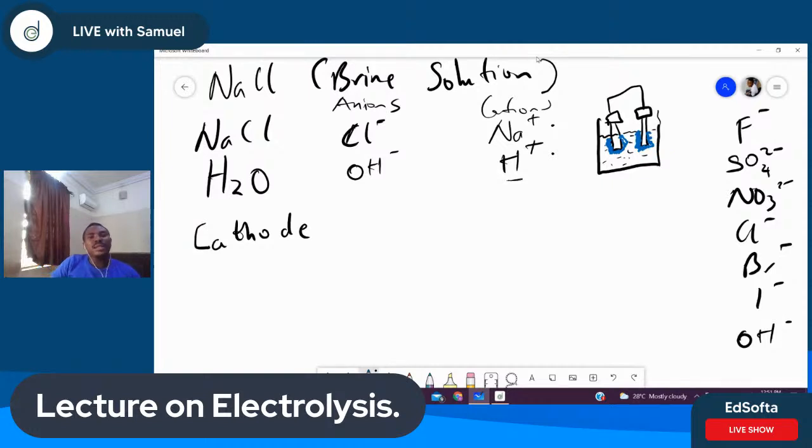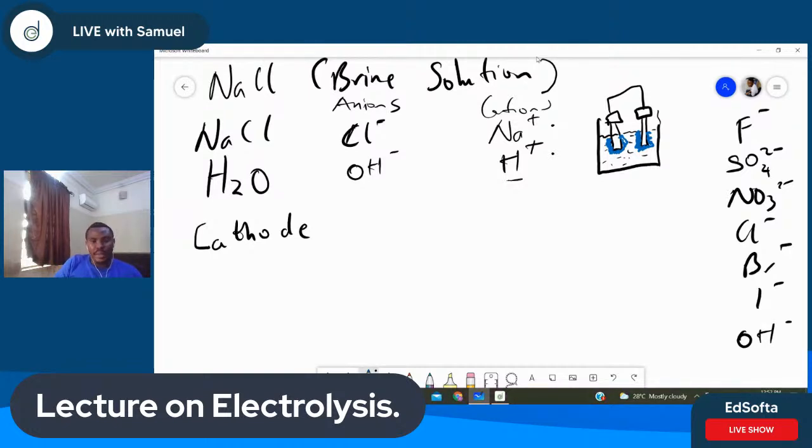So at the cathode, it is the cations that are discharged. Now, who is going to be discharged between these two? We know that this one will go to the cathode. Why? Because they are positive. And this one will go to the anode. Why? Because they are negative. The anode is the positive electrode, so the anions will go to the positive because negative will attract positive. The cathode is the negative, so the positive will go to the cathode.